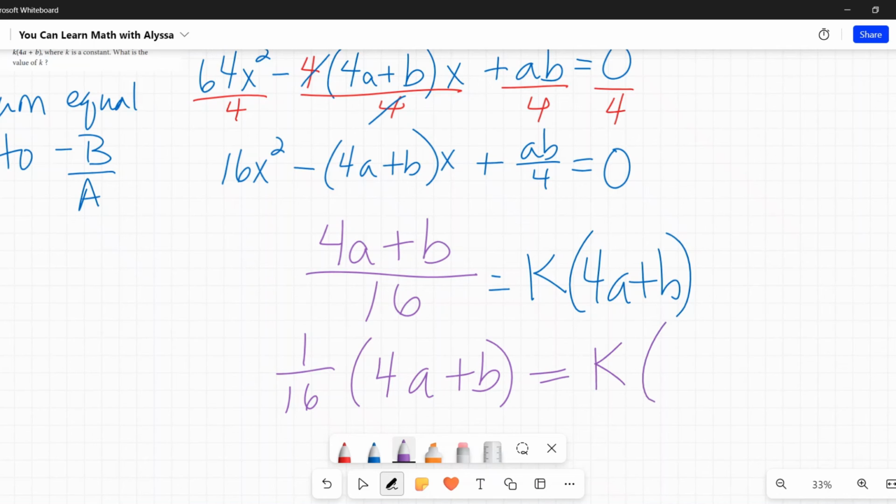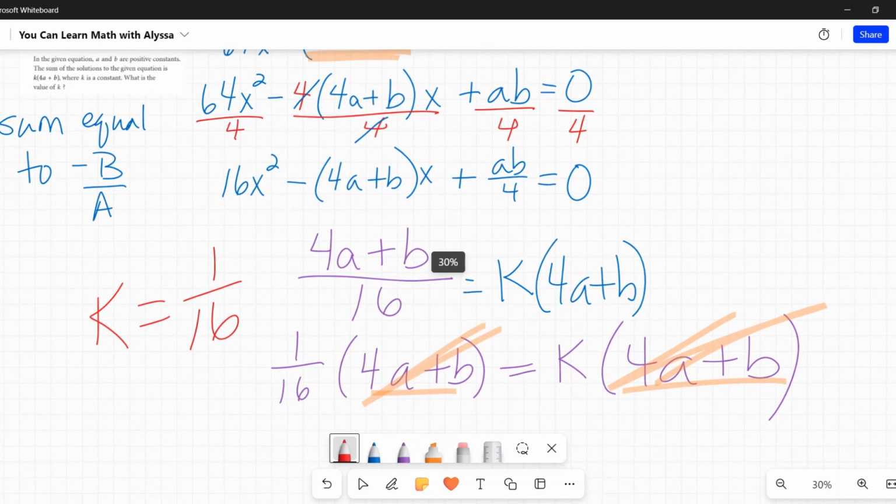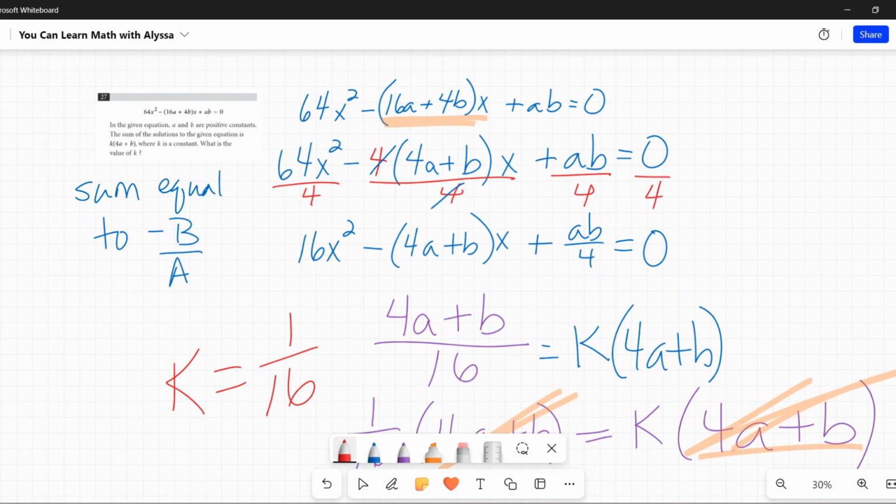And praise be, that is our final. Woo-hoo! Okay, we are there. Thank goodness. There we have our 4a plus b and 4a plus b. Those are going to cancel out on either side if we divide by 4a plus b, and we are left with 1/16 equals k. And that is our answer. That's it. K is 1/16.